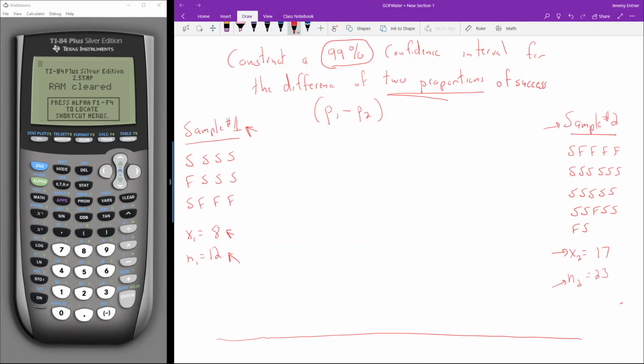I can't believe we almost left that out. We need to know the two proportions of successes. We want to find the difference between the two. Now we have all these numbers, so what are we going to do with them?